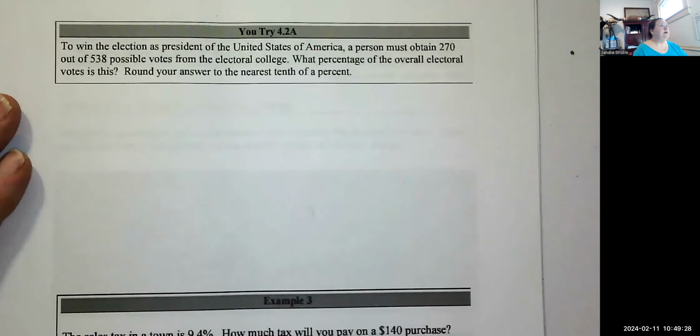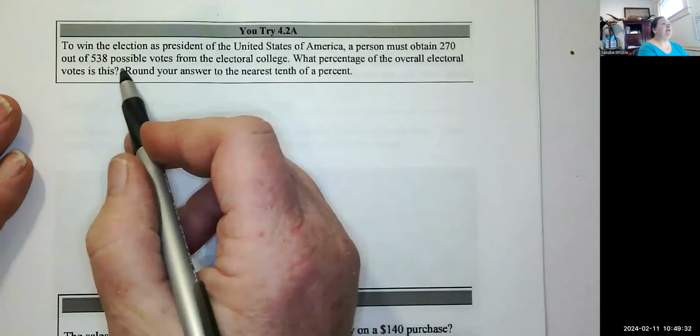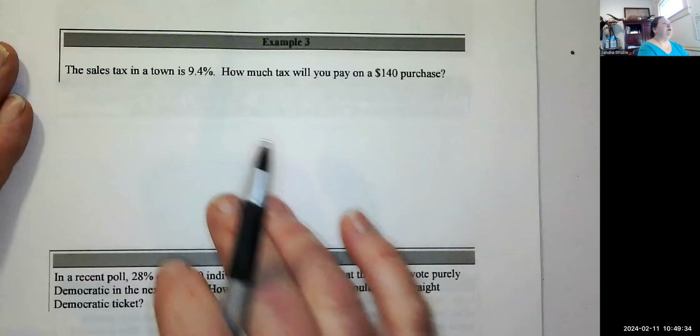Let's go to the next one. This is a U try. Okay, this is the same thing. 237 out of 5. So this is a U try. Let's go to the ones that are not the U try.